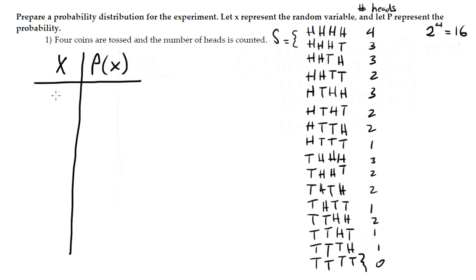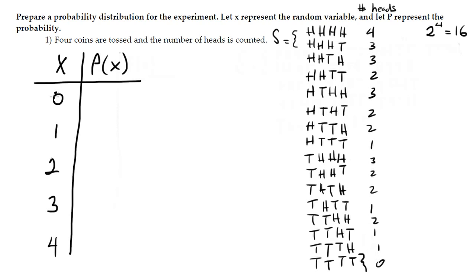We can have 0, we can have 1, we can have 2, 3, or 4. That's what we're measuring, the number of heads. These are the only possibilities. You can't have 5 heads if you toss 4 coins. Right? It's not possible. So now we're going to calculate these probabilities.